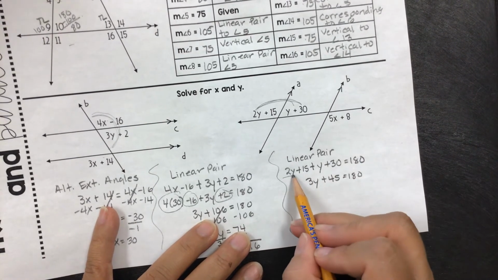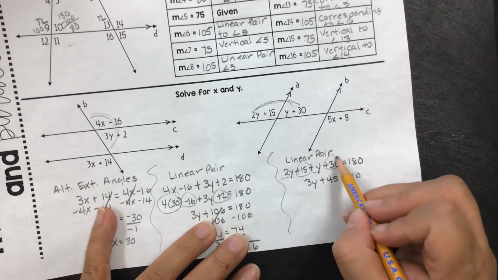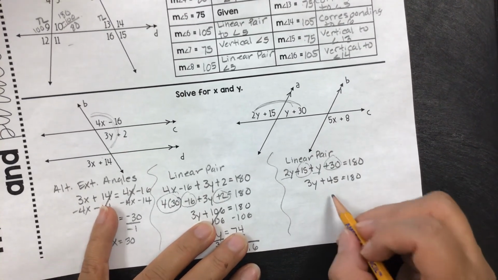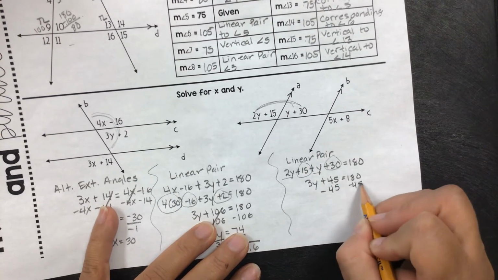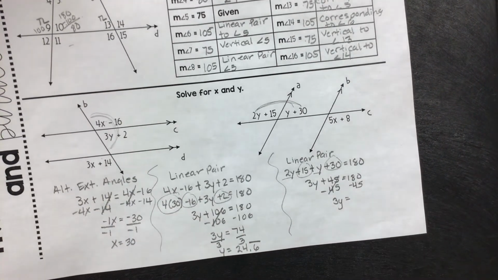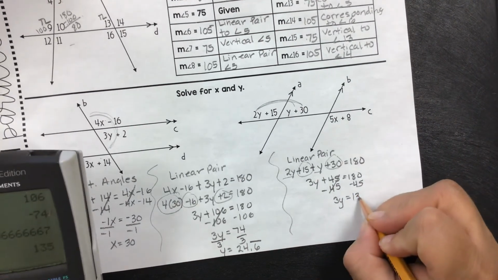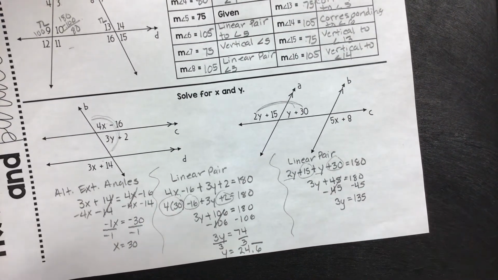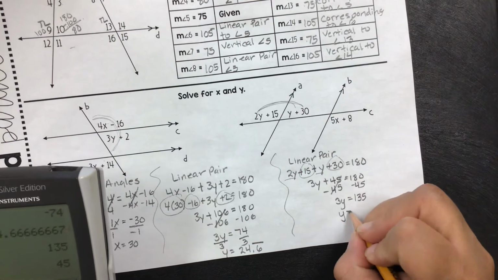How did I get that? Well, 2y plus y is 3. 15 plus 30 is 45. Then I would subtract 45 from both sides. 3y is equal to 180 minus 45, 135, divided by 3. 45. Y is equal to 45.